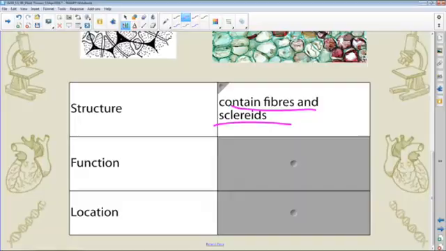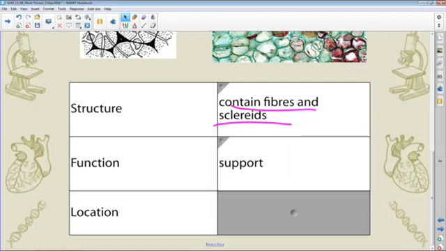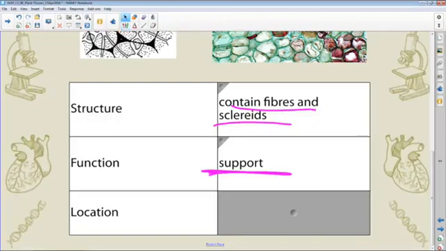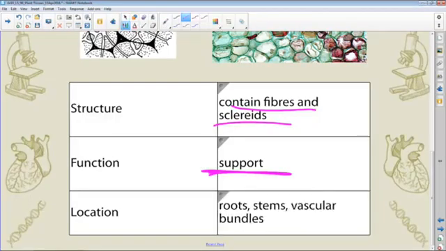Next thing, its function, and it's a simple function. It is for support, makes things strong and it holds them up nice and high and strong. And then the last one, location. It's for root stems, vascular bundles. So they're always around the important parts.